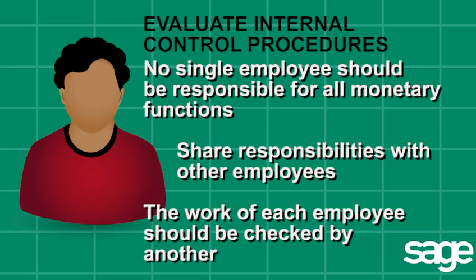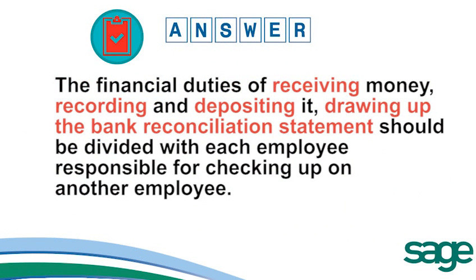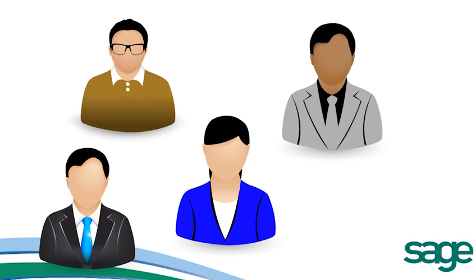Financial duties should be divided. Let's think about how. What would you recommend? At the moment, the cashier should not be responsible for receiving money, recording it, depositing it, and also be responsible for drawing up the bank reconciliation statement. All of those tasks should actually be done by 4 different people, each one being responsible for checking up on another.